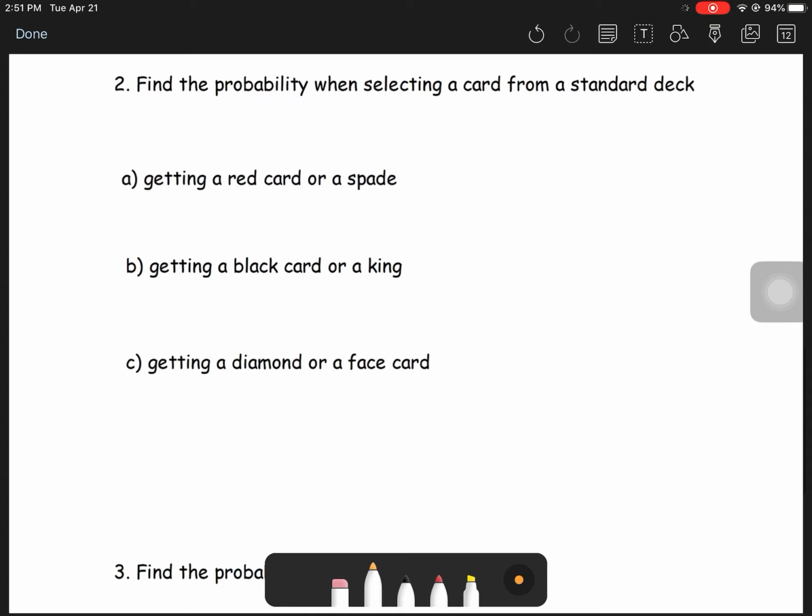In the next example, we're going to use some playing cards. So let's find the probability of selecting a card first one that's red. Well, we know red is 26 cards out of 52. And spades are 13 spades out of 52, but there are no doubles because spades are not black. So we don't have to subtract anything. We get 39 out of 52, and we could reduce that. We could divide both by 13, and so we would have 3 out of 4.